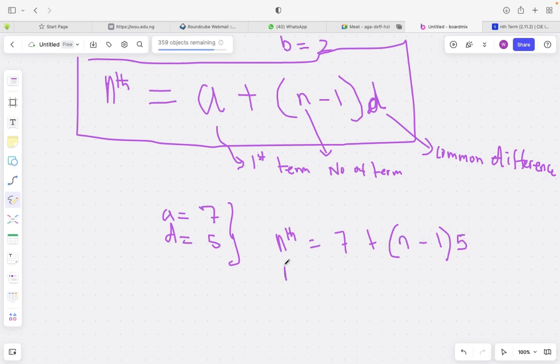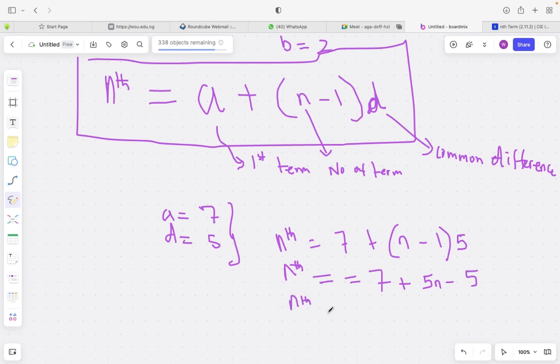So we have the nth term equal to 7 plus 5 times n, which becomes 5n, because I use the 5 outside to multiply the n. Then 5 times minus 1 will be minus 5. So you see, the number and the number, you add or subtract them, and then you write the n term separately.